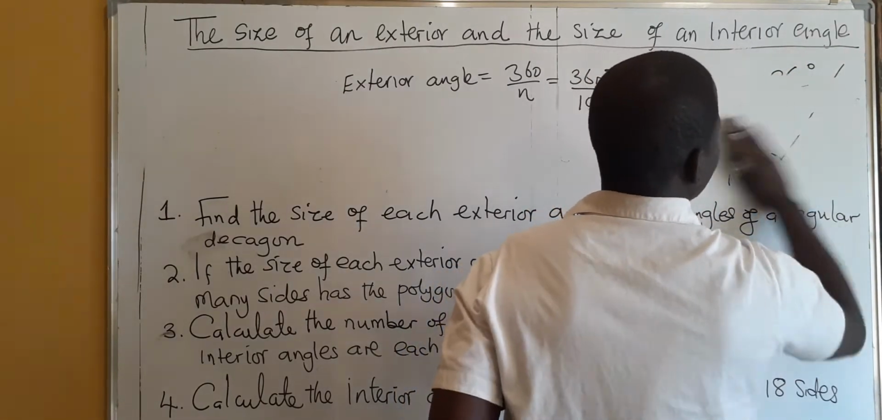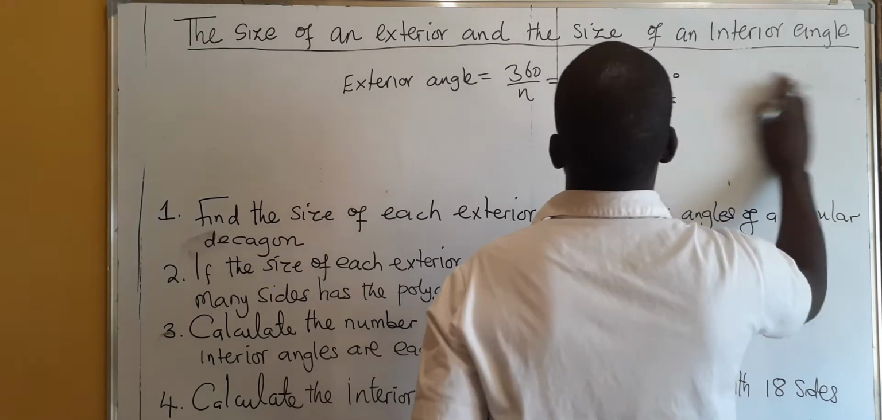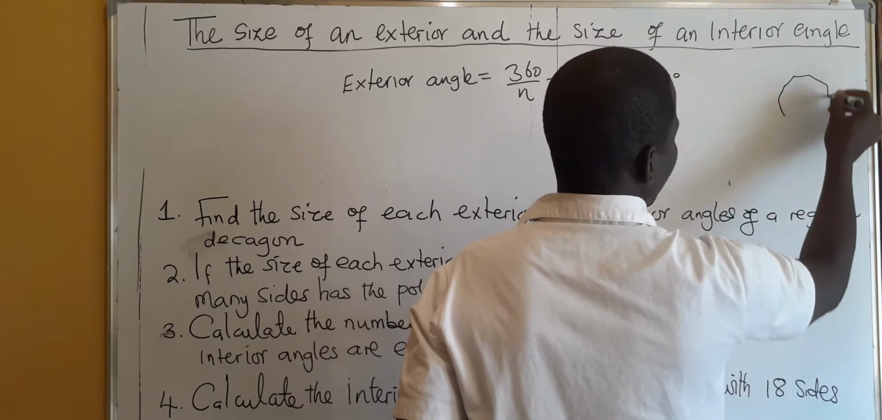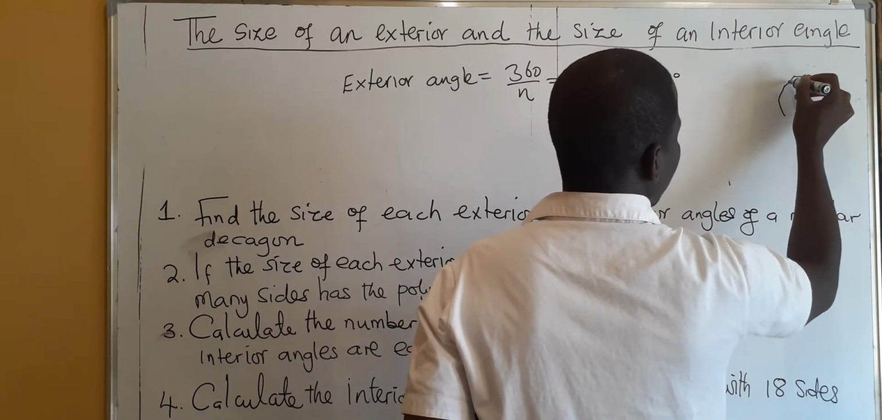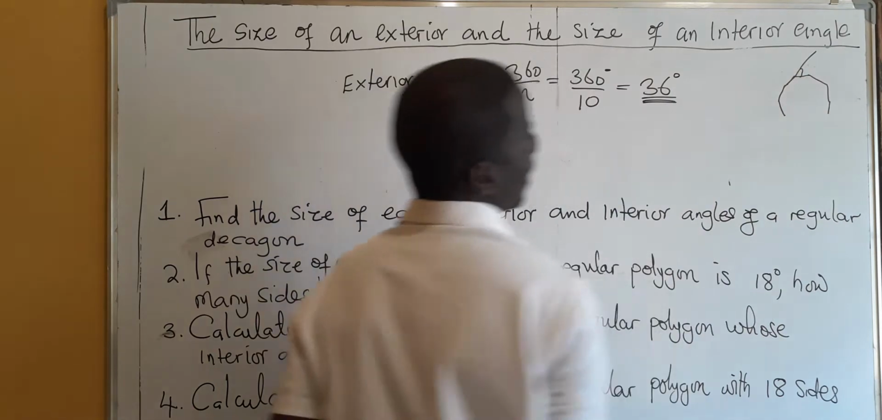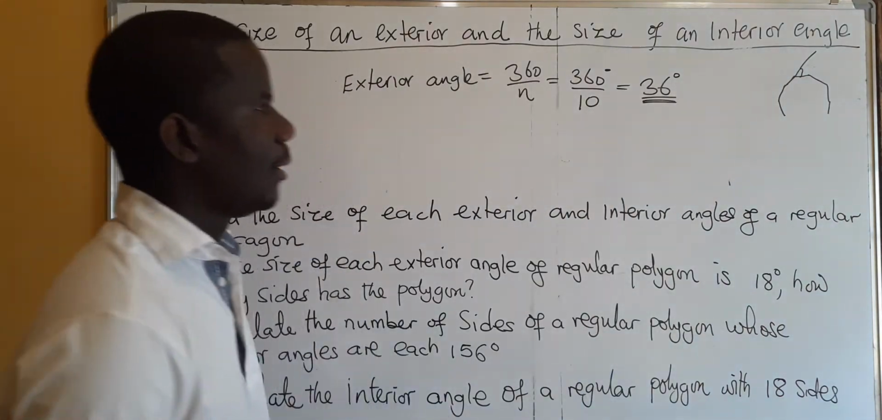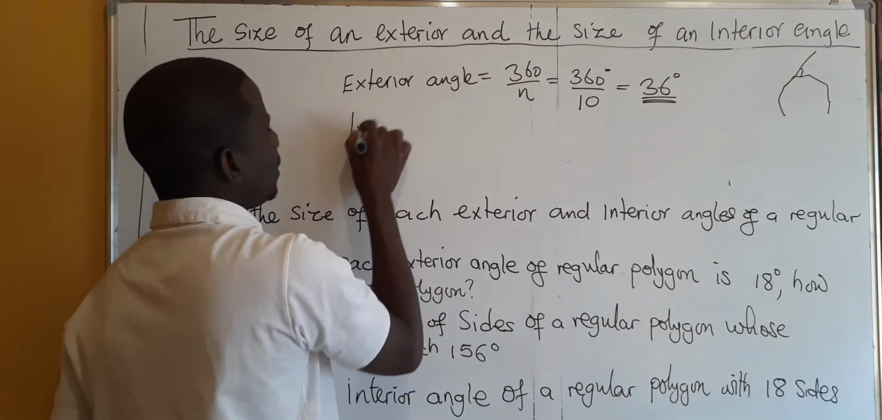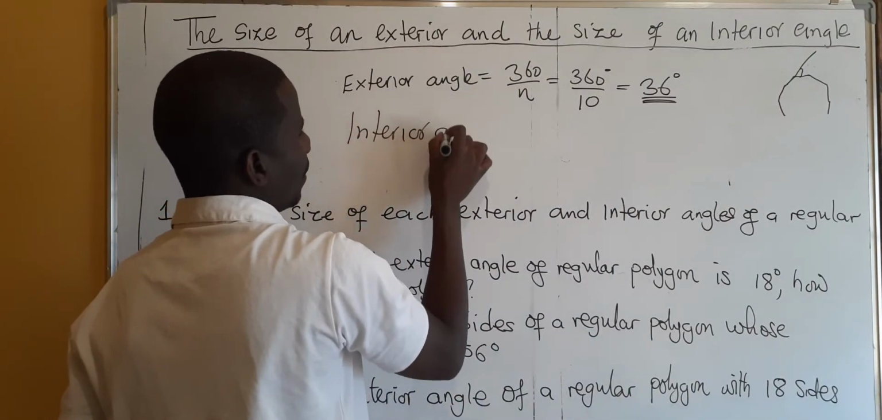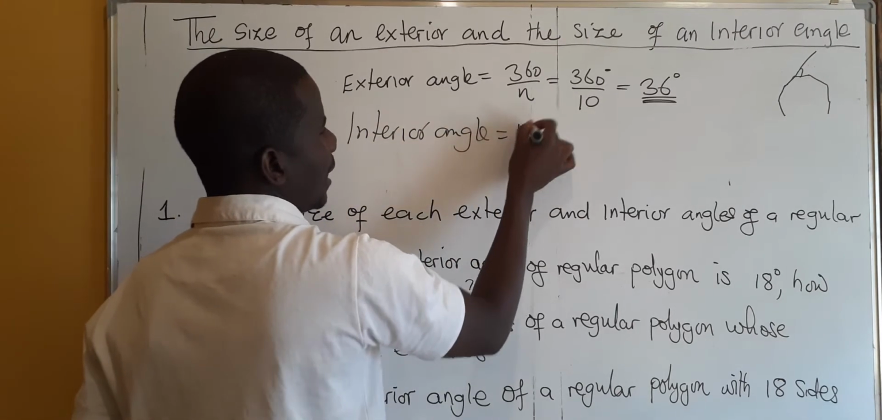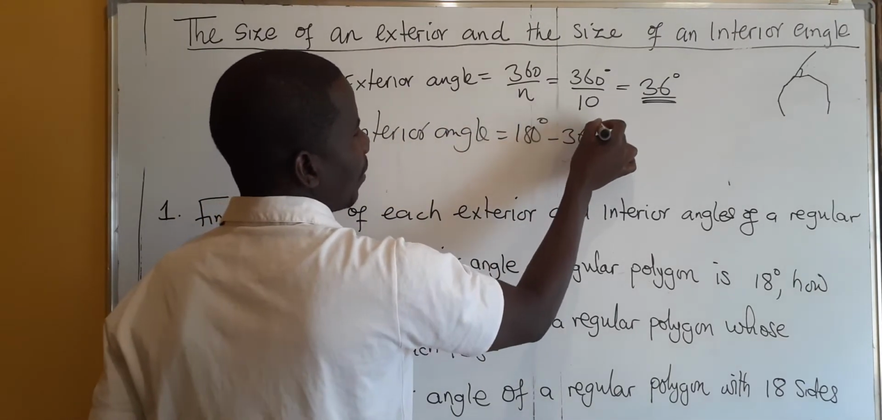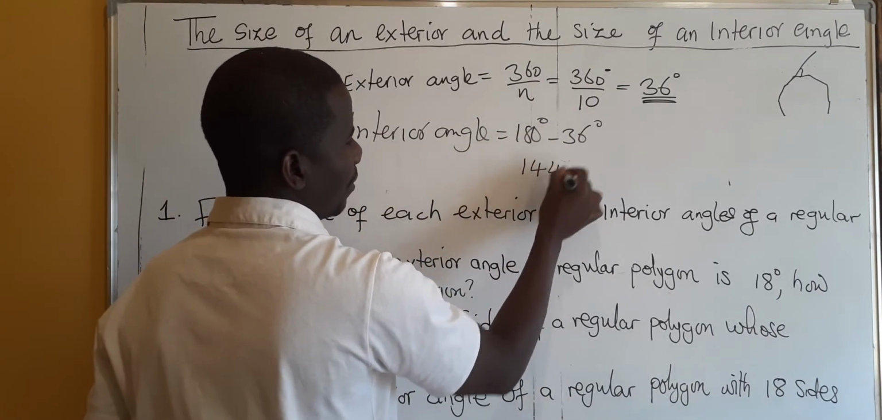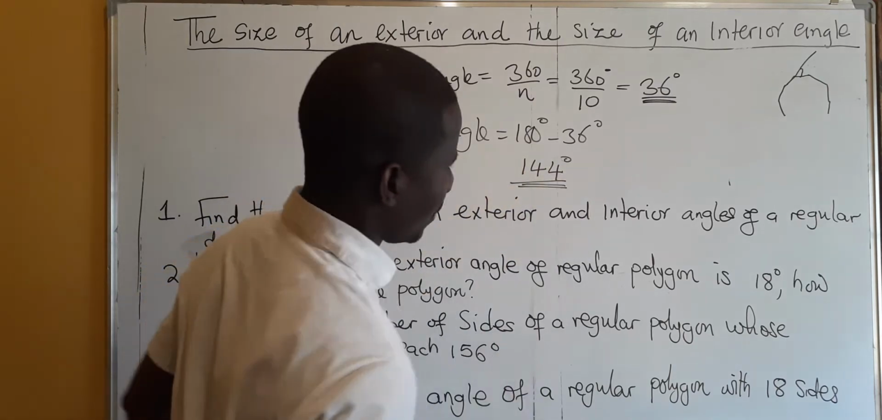A regular one, what am I talking about? When you've got something like this, that's what we're talking about, with 10 sides. So the exterior angle there is 36. So what is the interior angle if this is the exterior angle? The interior angle is 180 degrees minus the exterior angle. What do we get? 144 degrees. That's what we're going to get, isn't it?